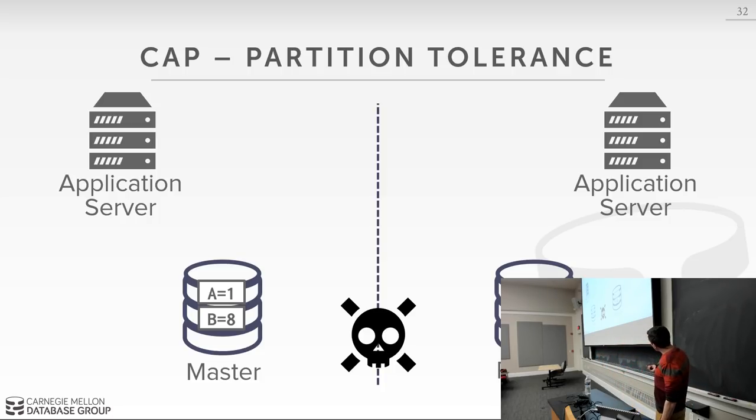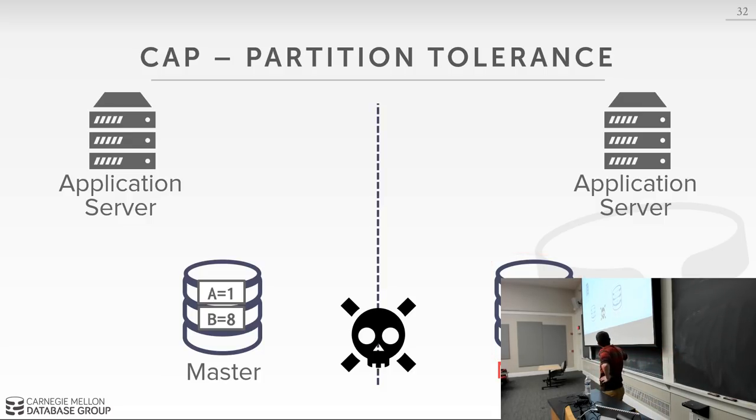So at this point here, the network has gone down, so these two guys can't communicate with each other. What's going to happen? Well, it's a master replica setup. So as I said before, the replica is going to recognize, hey, I don't have a master anymore. I can't communicate with him. Let me run Paxos. And now I'm the new master. Right? So now each node is going to think that it's the master of this replicated database.